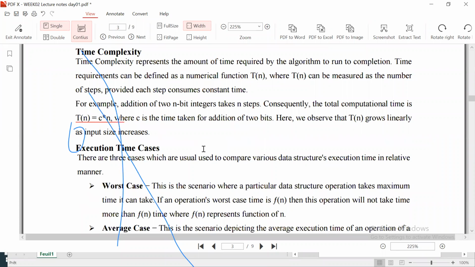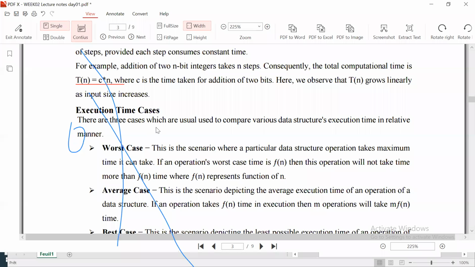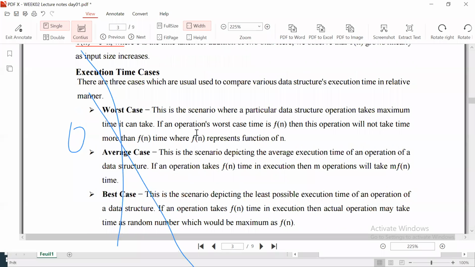Okay. All right. So now we have execution time cases. Execution time cases of algorithms. And in execution time cases, we have basically three time cases. We have what we call the worst case, the average case, and the best case. Okay, the names already explain what they mean.